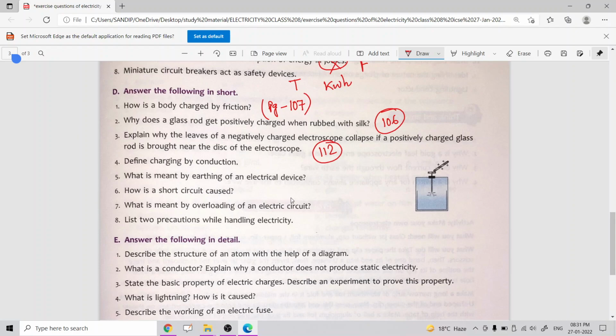Next, define charging by conduction. You also get it on page number 107. Okay, here you can say that if you take a body which is charged, positively or negatively, and if you take another body which is uncharged, then you place the uncharged body in contact with the charged body, and some charges flow from the charged body to the uncharged body, and you get a charged body.